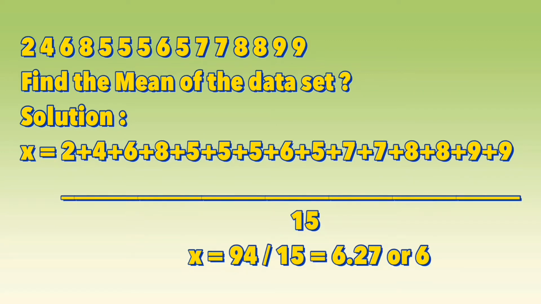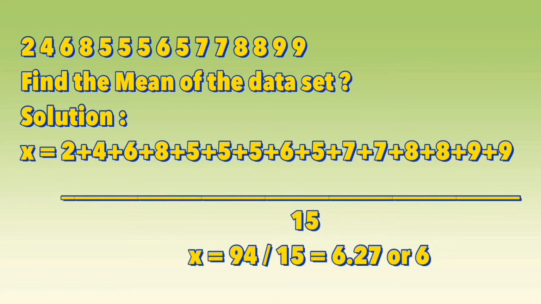The question here: find the mean of the data set. To find the mean of measures of central tendency, we have to add all the given sample data, then divide it by the number of samples. So the number of samples is 15. Now we're going to add 2 plus 4 plus 6 plus 8 plus 5 plus 5 plus 5 plus 6 plus 5 plus 7 plus 7 plus 8 plus 8 plus 9 plus 9.